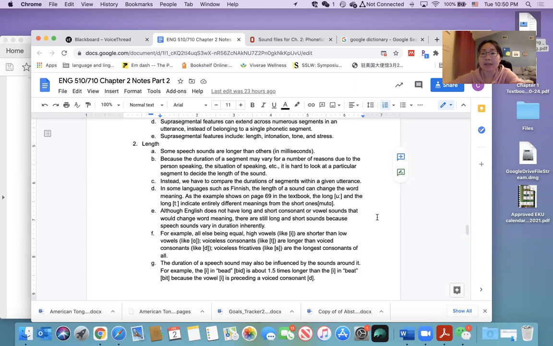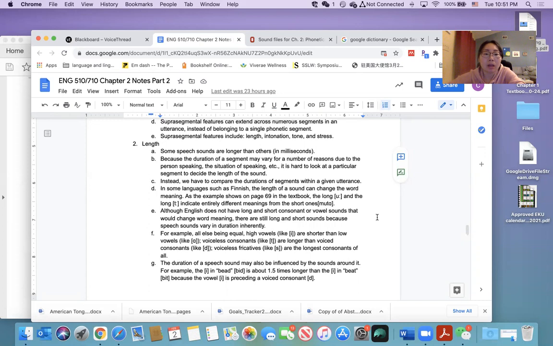Now, English as a language does not have long and short consonant or vowel sounds that would change word meaning. So this means if a sound is produced longer or shorter by the same person or different people, you shouldn't be able to say, well, that's an entirely different word, right? For example, I can say, I can see, I can say see. I can also say seee. The second one is longer than the first one, but you know it's the same word.